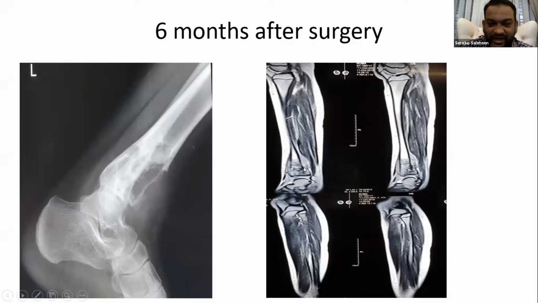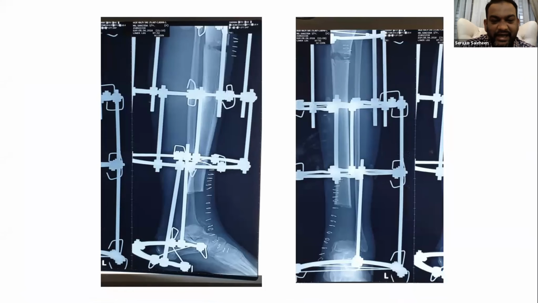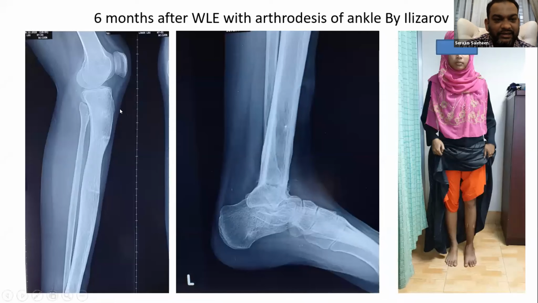This is the MRI finding. Both anteriorly and posteriorly, tumor is found. So what I have done is excision of the distal tibia along with proximal corticotomy and bone transport, and planning for arthrodesis of the ankle. And this is the final X-ray after 6 months. Bone transport occurred and arthrodesis of the ankle joint occurred, and the patient is okay for the last 2 years. And this is another case.